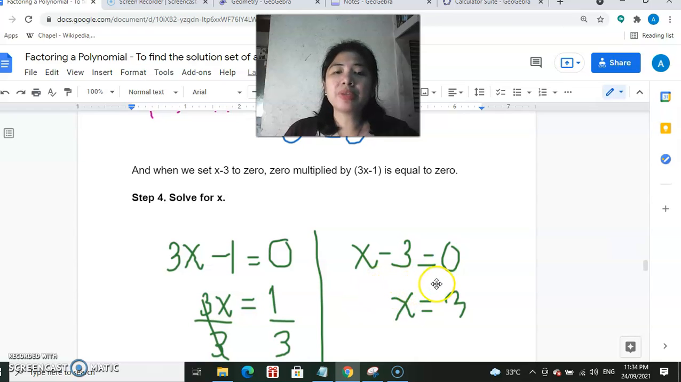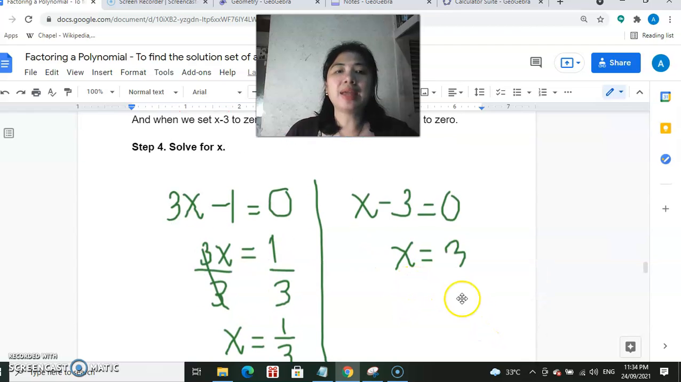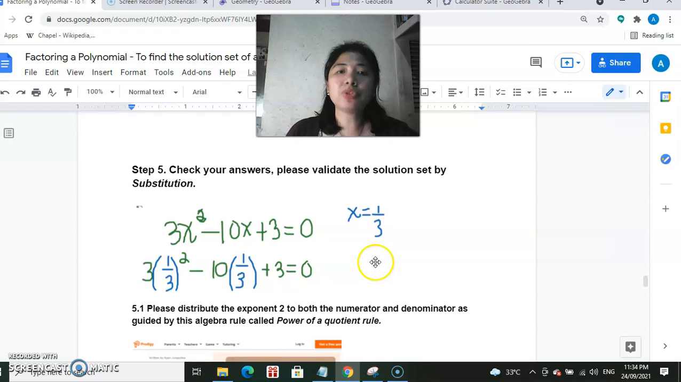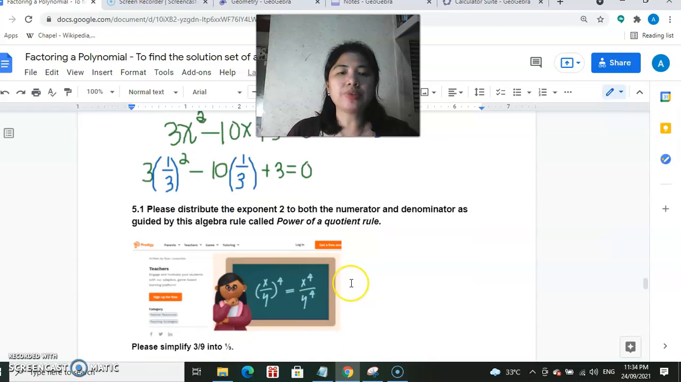Okay, and another element of the solution set. So x minus 3 is equal to 0. So transfer negative 3 to the other side of the equation. The negative sign will become positive. So x is equal to 3. Okay, so we have to check our answers. We can validate by substitution. So simply substitute the value 1/3 for the x. So we have 3 times (1/3) squared minus 10 times 1/3 plus 3 equals 0.